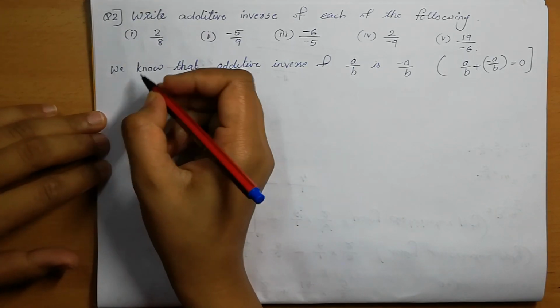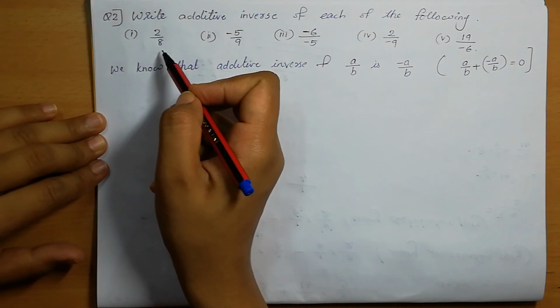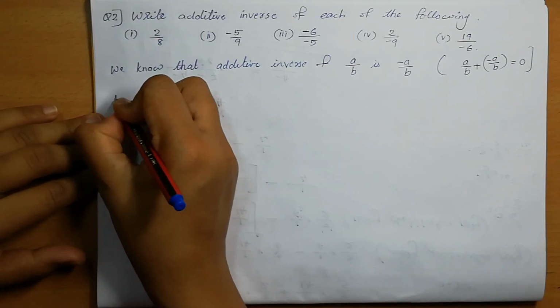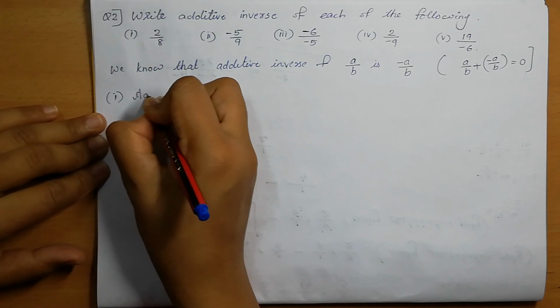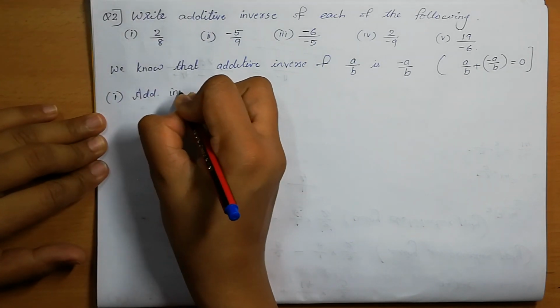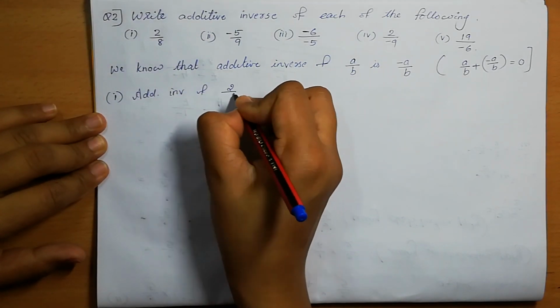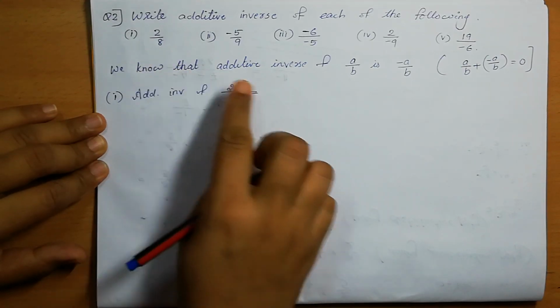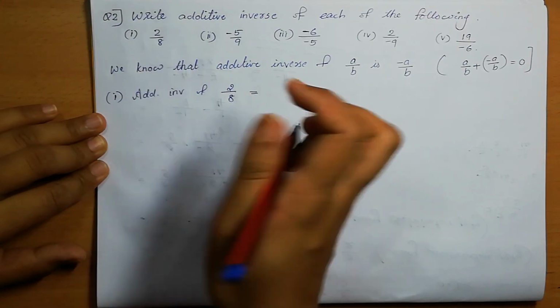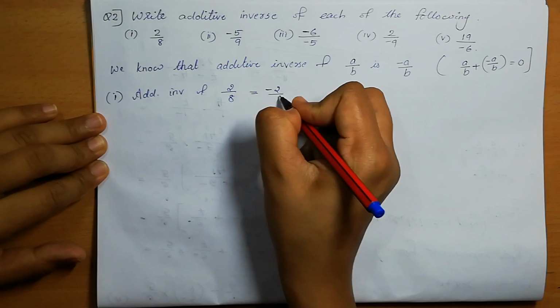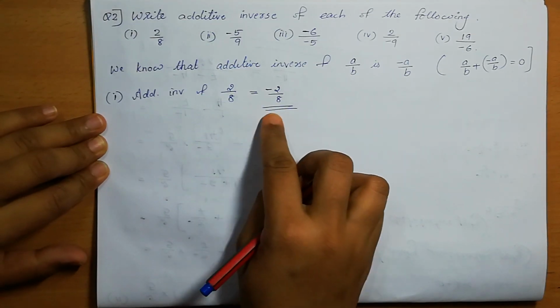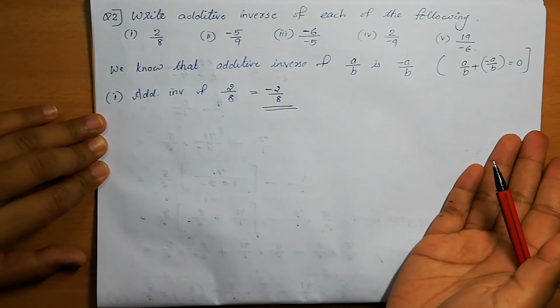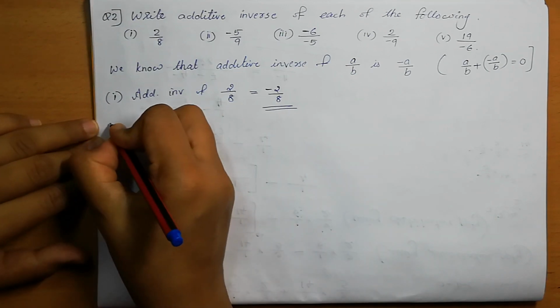Okay, first one. First we need to write the additive inverse of 2 by 8. Additive inverse of 2 by 8 is minus 2 by 8. Correct. 2 by 8 plus minus 2 by 8 means answer is 0. So this is correct. Next step.